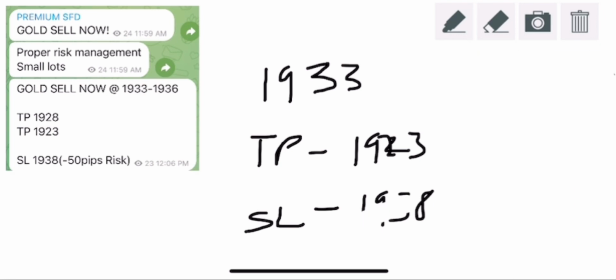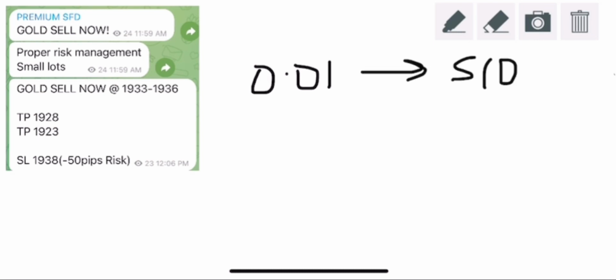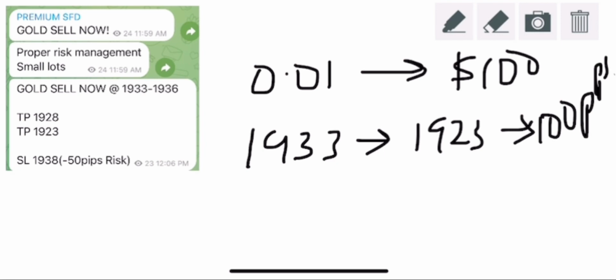So let's now place a trade. Assuming we place a trade here on gold, we sell the gold with 0.01, and we're using a $100 account. When we sell this at 1933 and it goes down to 1923, what we made here is 100 pips. And what we risked was what? We risked 50 pips to make 100 pips, which is very okay.